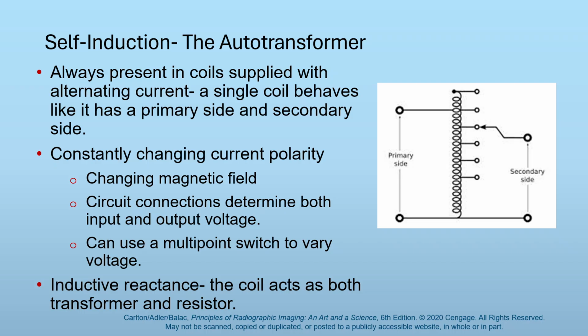Okay, and then just briefly, because the book mentions it, there's an inductive reactance. The coil acts as both transformer and resistor. Well, what that is is the current. Remember how we said the currents were in opposition to each other? They do fight each other. And so you get higher resistance in the autotransformer than you would in a two-coil transformer, in the single coil autotransformer, because the induced current is going to fight the stimulating current.